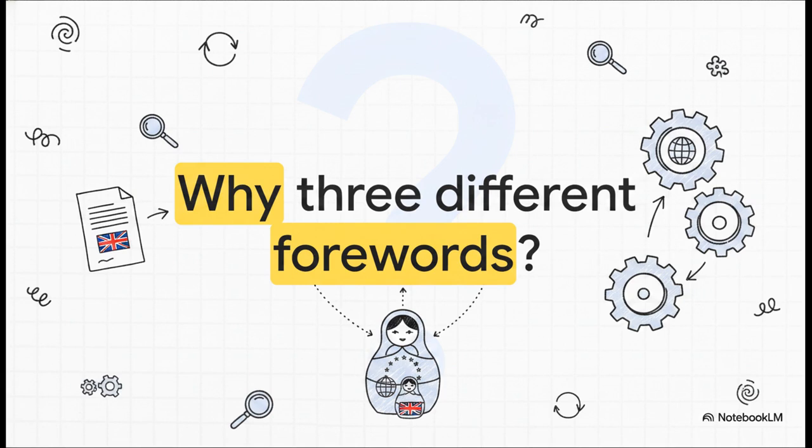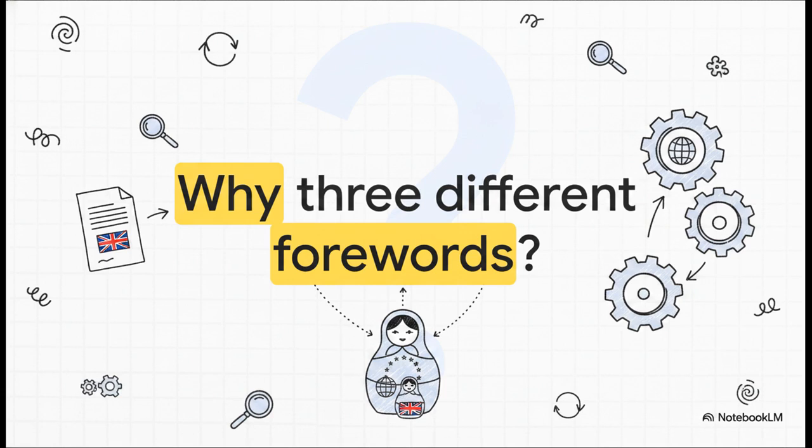Have you ever opened a massive document and realized it doesn't just have one foreword, or even two, but three completely distinct forewords? Well, that is exactly the case here. It's kind of like a matryoshka doll, those nested Russian dolls. Why on earth do we need so many layers?